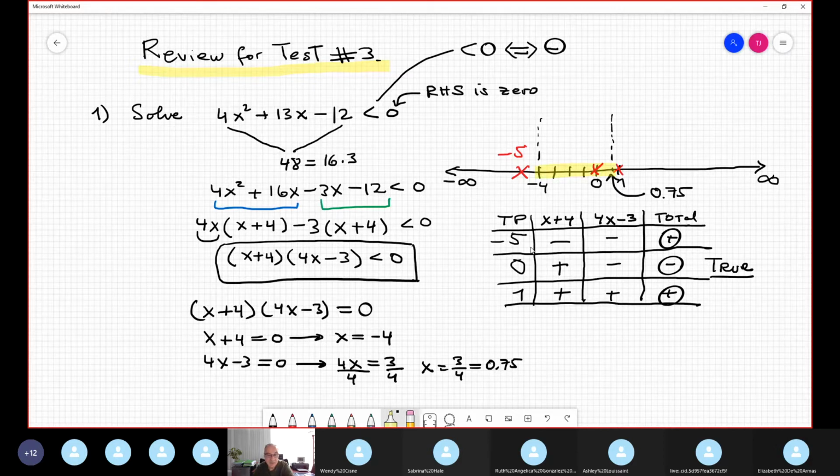This is the answer. What about the endpoints? Well, the endpoints are not included in the solution because our inequality does not contain an equal sign. No equal sign. Therefore, we put a parenthesis here and a parenthesis here. And what is the answer? The final answer is then parenthesis negative 4, comma 3/4, in fraction or in decimal, either way. Okay, this is the answer.